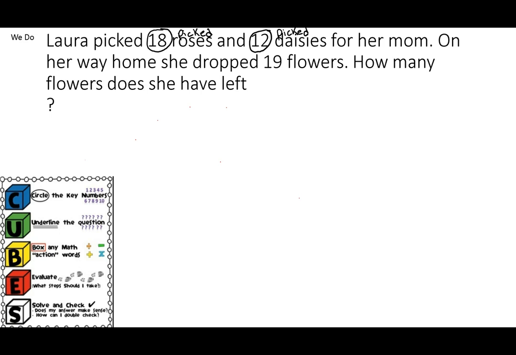And one more key number here is the number 19. But this time, this is not the number that she picked. This is the number that she dropped or lost. We're going to write lost here. So after we finish circling the key numbers, we can check off and move to the next step. What is the next step in the CUBE strategy?